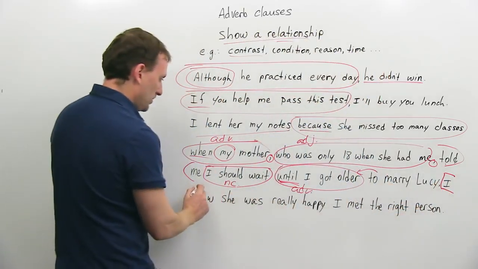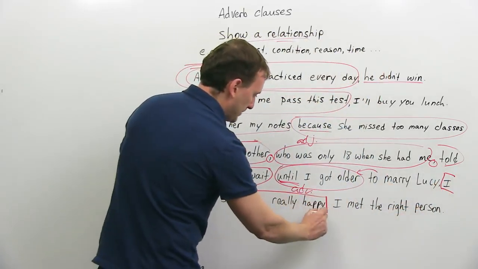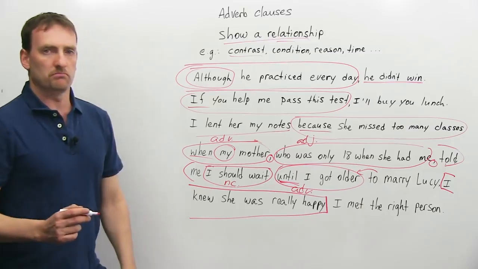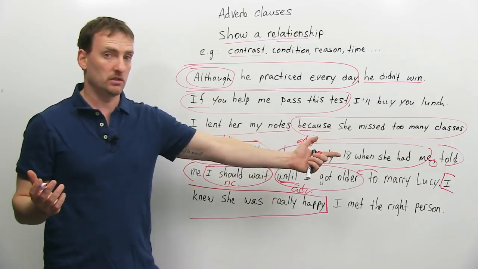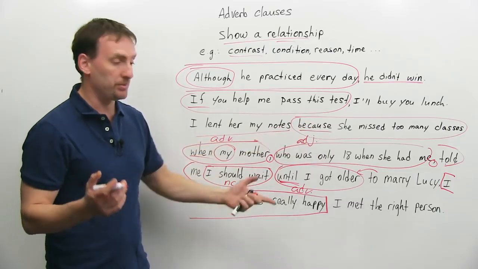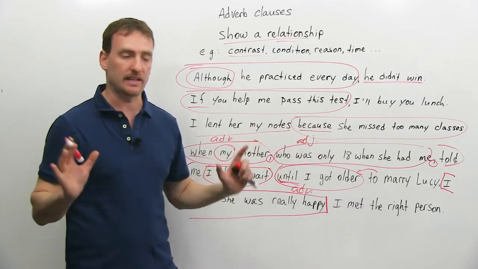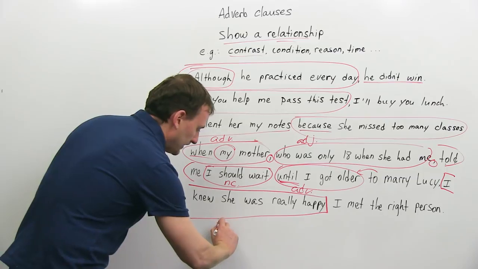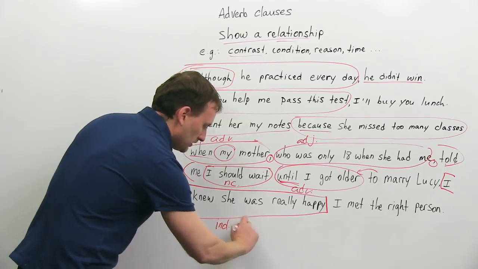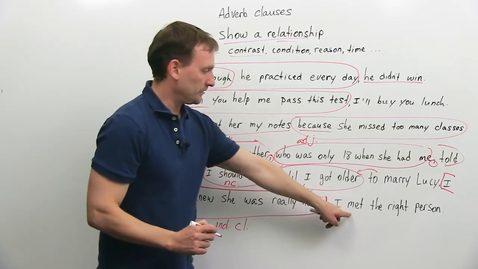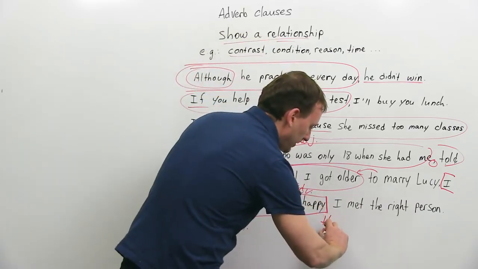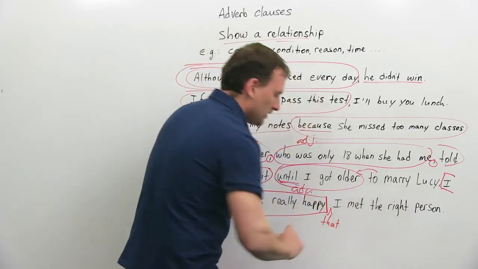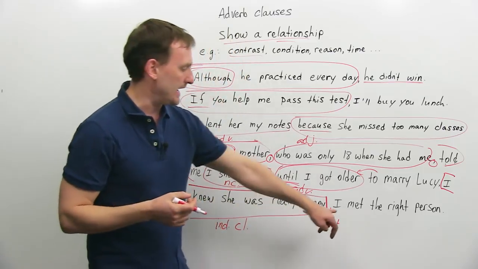I knew she was really happy. What's the relationship? There's no conjunction. This is a complete idea by itself. This sentence can stand by itself. This is your independent clause. Now, remember the that clause I told you about? So technically there is a that here, but I took it out because I don't need it.